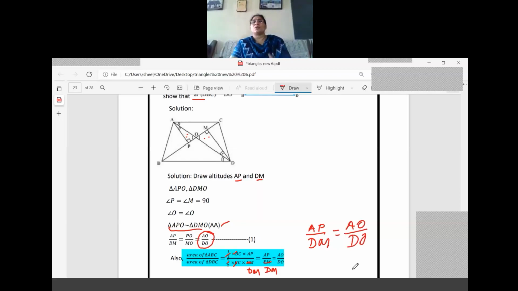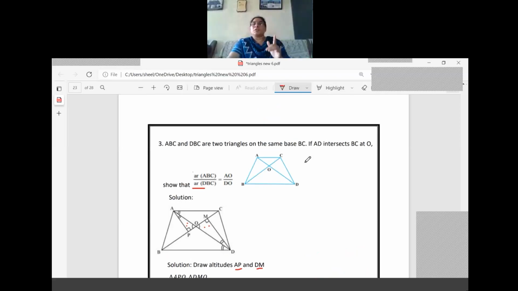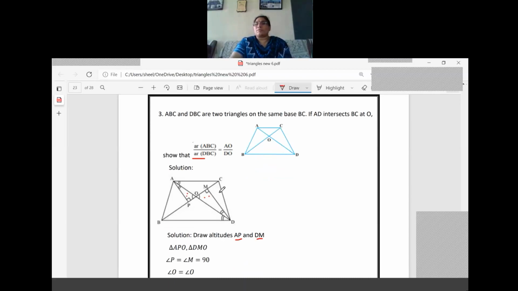Hence proved. So once again the question: both triangles are on the same base BC and they intersect at O. We should prove that area ABC by area DBC equals AO by DO. When we go for AO by DO, it is not directly possible, as it is a part of the diagonals. So what do we have to do? We have to draw the perpendiculars, AP as well as DM. So we draw the perpendiculars like that.